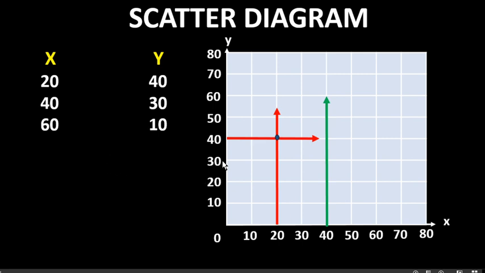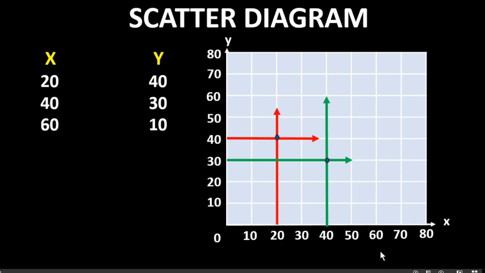From point 30 we'll move towards the right side as shown on the screen. And at the point of intersection of these two arrows, we draw a point as shown on the screen. Now the last pair is 60 and 10.